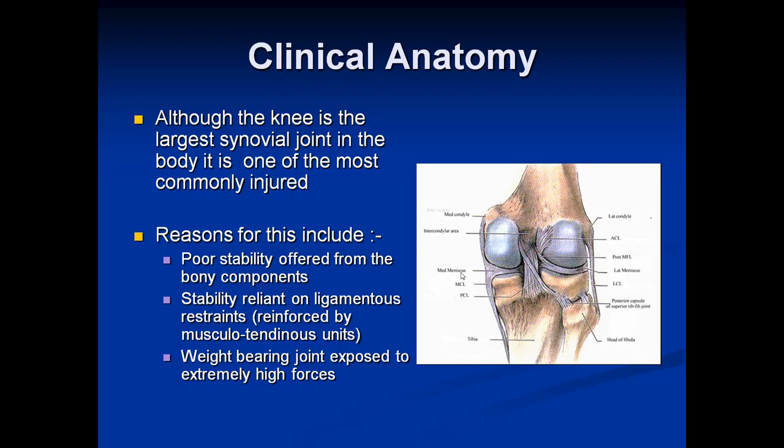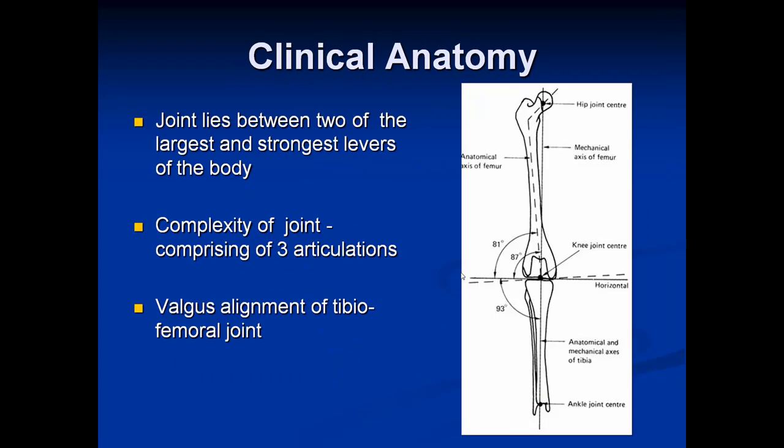So, in conclusion, the reason why the knee joint gets injured relatively commonly is that it doesn't have an awful lot of bony control or congruency, the ligaments are relied upon a lot more heavily, and it can be exposed to large forces. The joint of the knee lies between two of the largest and longest levers in the body, the femur and the tibia, and hence the leverage at the joint is large.